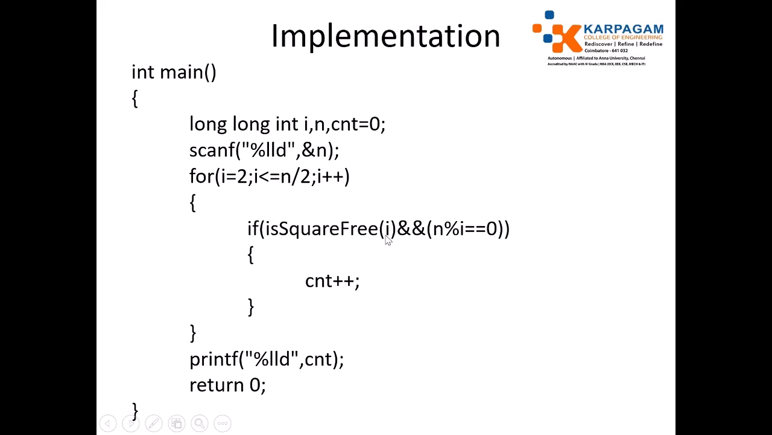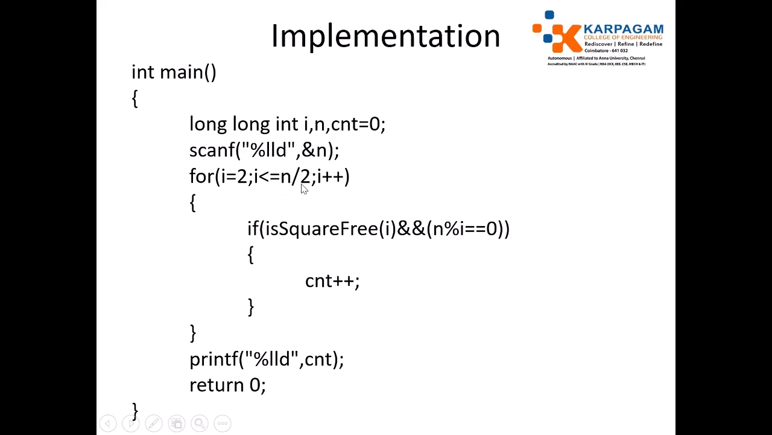If it is a square free number, just divide n by i and check whether the remainder is equal to 0 or not. If it is 0, then the particular number is a square free number, and it also divides the number, that is, it divides n by i. So if the condition is satisfied, just increment the count by 1. In a similar way, we can iterate over the loop until n by 2 comes.